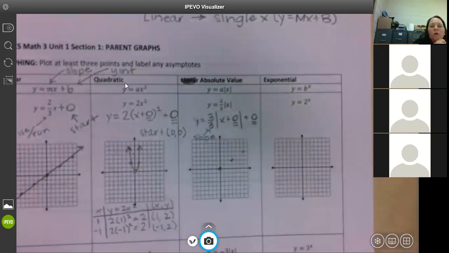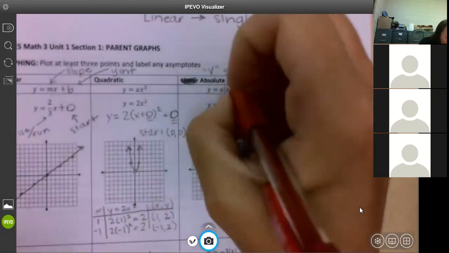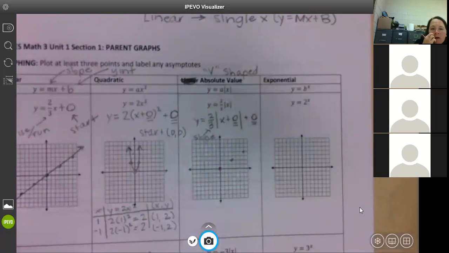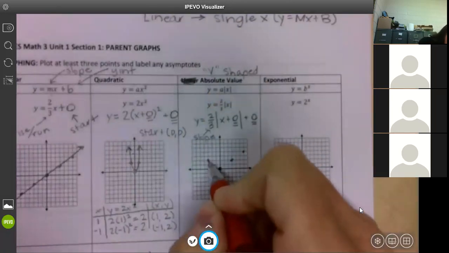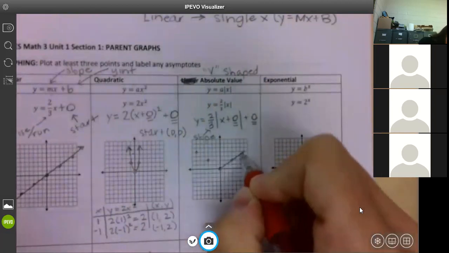And does anybody know what shape absolute value is? Anybody? Okay, so absolute value is V-shaped. So again, it's like quadratic. It'll mirror itself, but it's pointed at the end. It's a hard V shape, not a round U shape. So you mirror it the same way. So over 3 up 2, or up 2 over 3, however you want to say it.